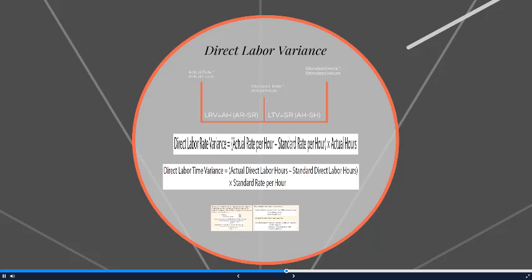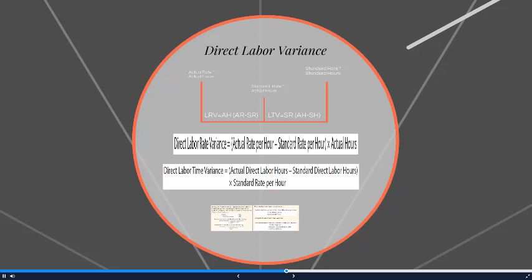Next, let's look at our direct labor variance. Again, that total labor variance is going to be the difference between our total actual cost minus our total standard cost. But in order to break that down further, we're going to look at our direct labor rate variance and our direct labor time variance. These two things combined make up our total labor variance.